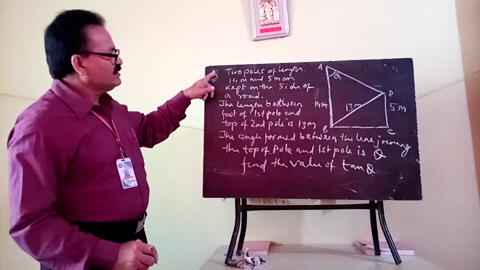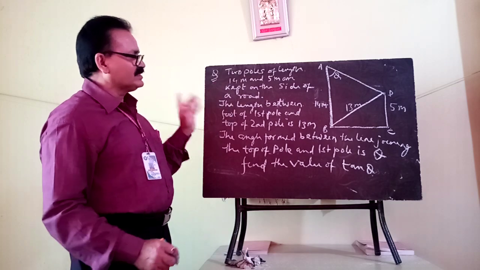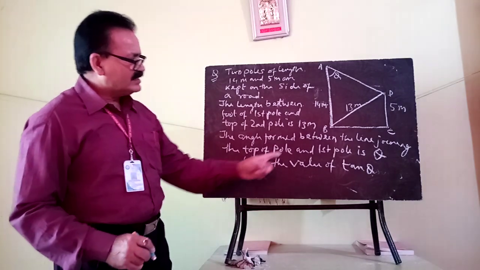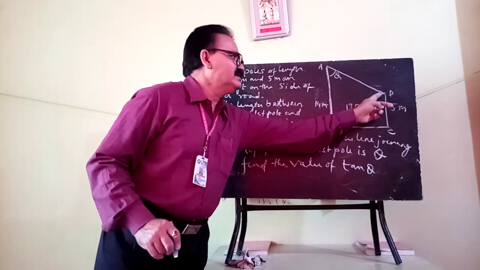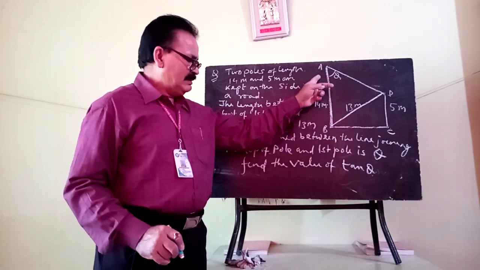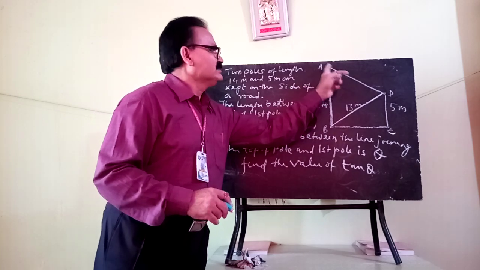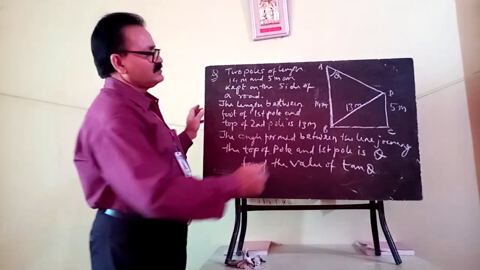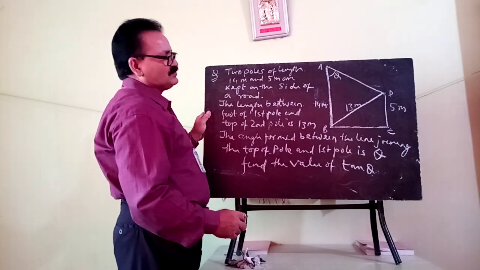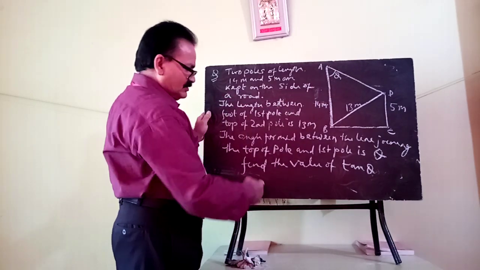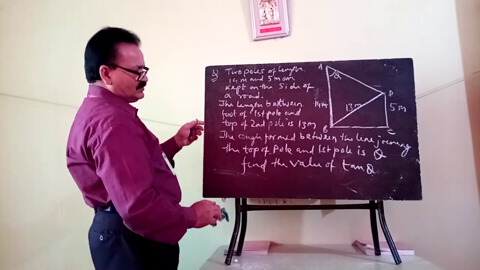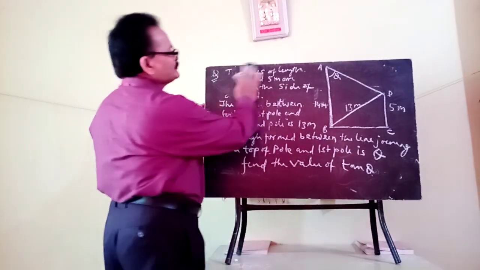So this is the question. Two poles of length 14 meter and 5 meter. First pole is AB, 14 meter, second pole is CD, 5 meter, and the distance between the foot of the first pole and the top of the second pole is 13 meter, and the angle between the first pole and the line segment joining the tops of both poles is theta. You have to find the value of tan theta. Should I remove the question so that I can solve it? Okay, you have already noted it down.